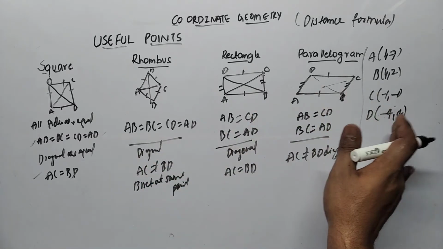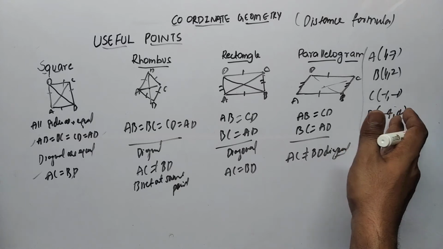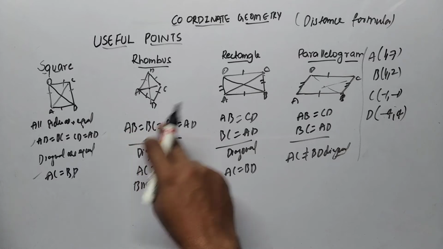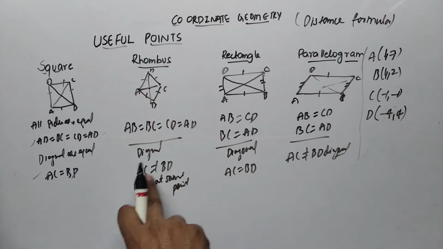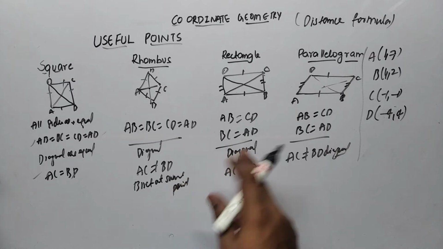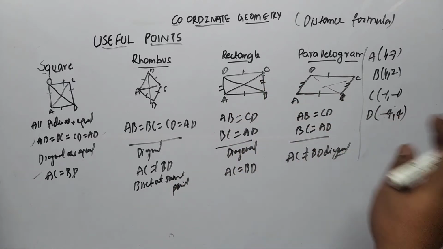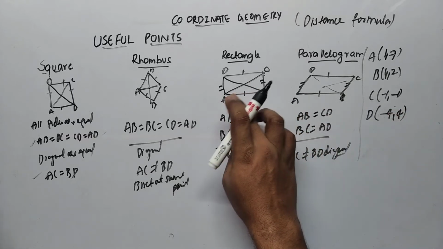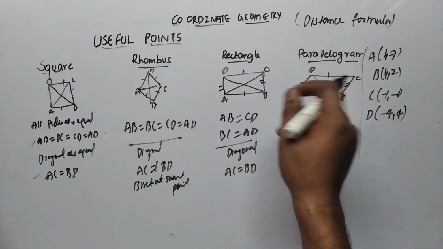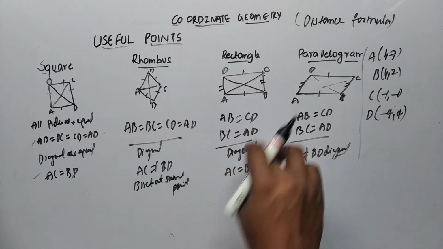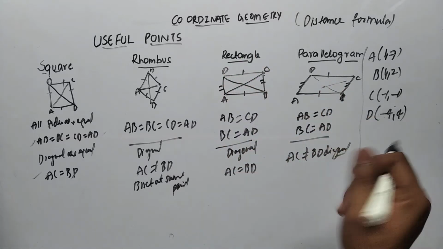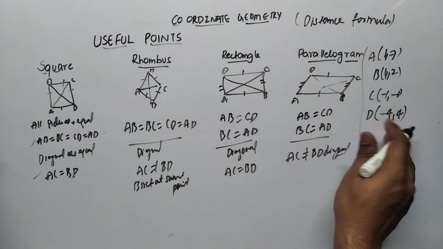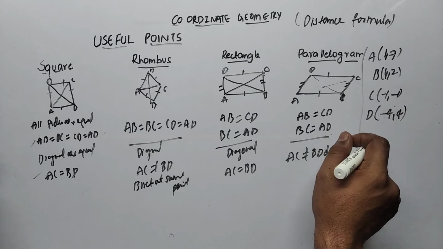If the question asks whether these 4 points form a rhombus, you need to prove that the 4 sides are equal and the diagonals are not equal. If 4 points are given as a rectangle, you need to prove that opposite sides are equal, like AB equal to CD and AD equal to BC, and the diagonals are equal. In a parallelogram, this is the condition you need to prove.